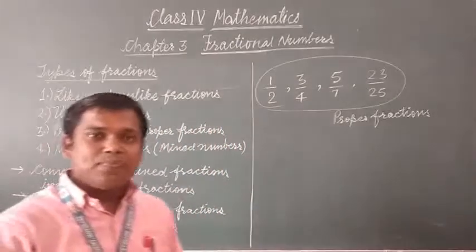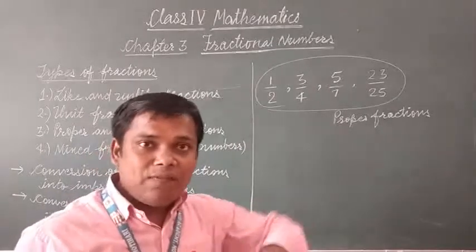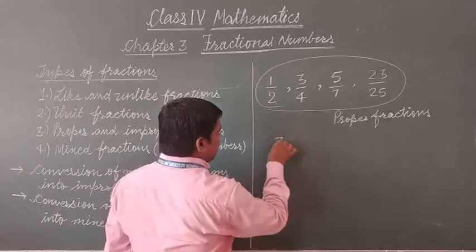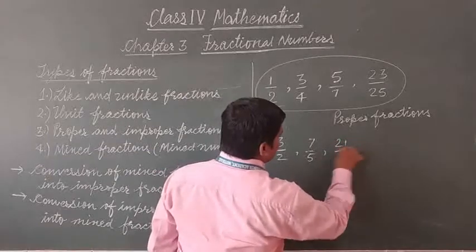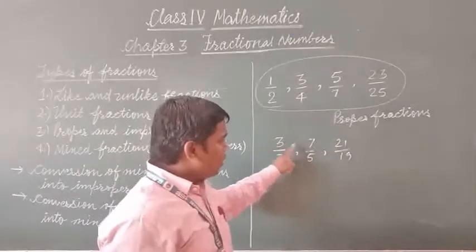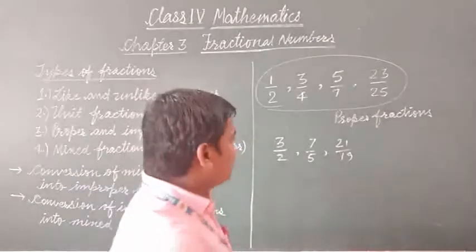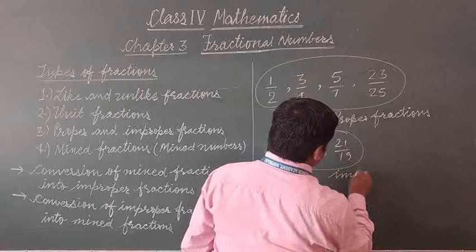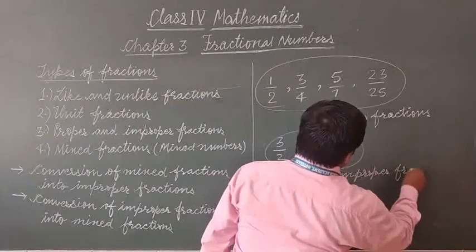And in the other case, if the numerators are greater than denominators, then fractions are called improper fractions. Means here we can write 3 by 2, 7 by 5, 21 by 19. We are observing here all the numerators are greater than the denominators of the given fractions. So these are the examples of improper fractions.